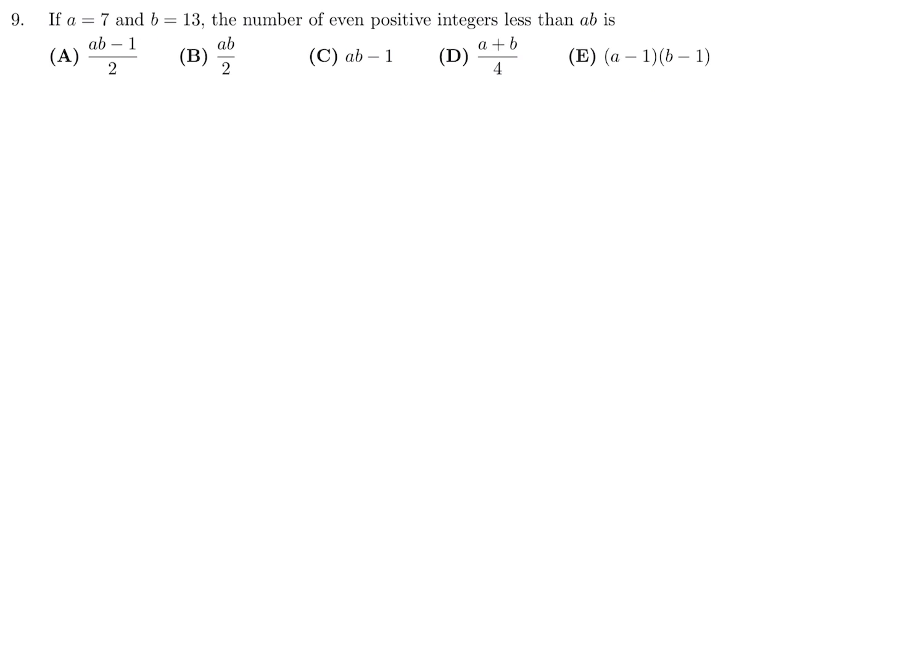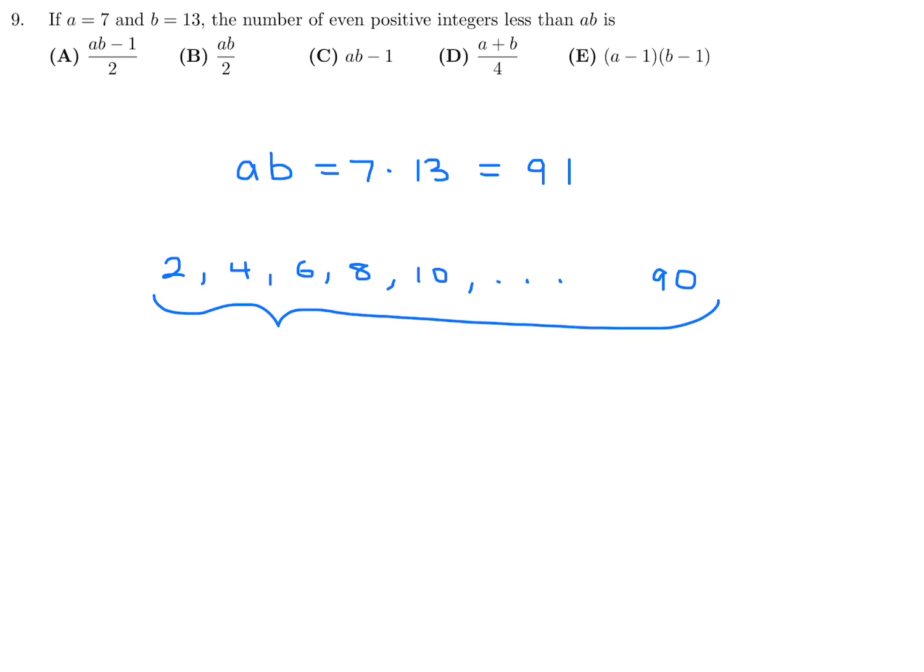If A is 7, B is 13, the number of even positive integers less than AB is. So first of all, what is AB? It's 7 times 13, and that is equal to 91. So they want the number of even positive integers less than that, okay? So it's 2, 4, 6, 8, right, all the way up until 90. So we have to figure out first and foremost how many of those. Well, it looks like just 45, right? Because it's every other number up until 90. So 90 divided by 2.